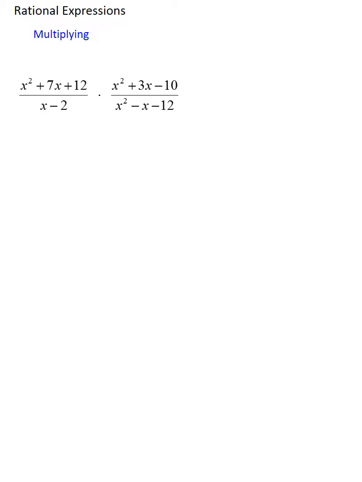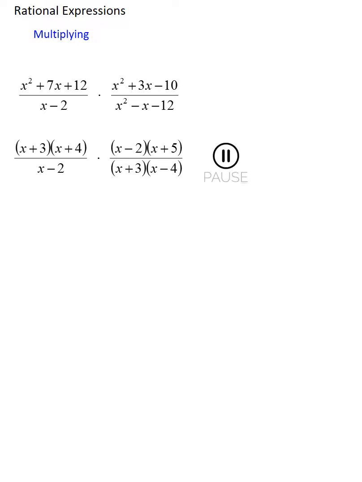Well, I don't have any factors at all here, so first I'd better factor everything, which is what I've done here. Now, if you saw the previous video, you'll notice that I use this pause symbol as a reminder to you that you may or may not want to pause at these points and do all of the factoring work yourself. These videos all presume that you have enough factoring skills to get through the rational expression problems.